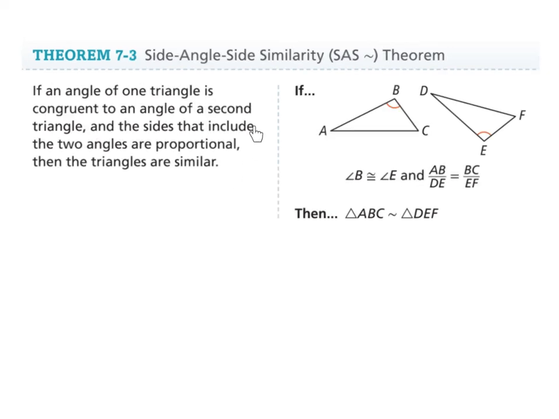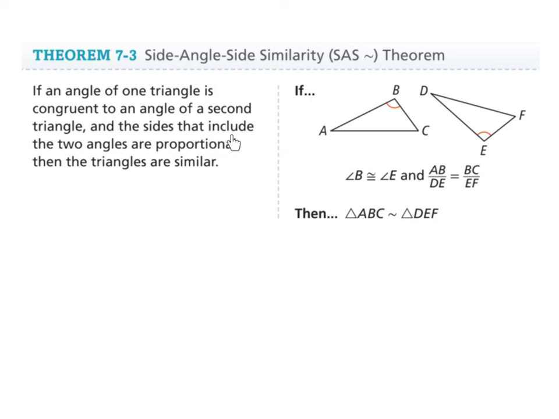And then the last similarity shortcut combines those other two. This one's called side-angle-side similarity, or SAS similarity. So this one's like a combination of the last two, because what we're going to do is look for one angle that's congruent to another angle. So one congruent angle pair. We can see here that angle B and angle E are congruent. And then the sides that include those angles.